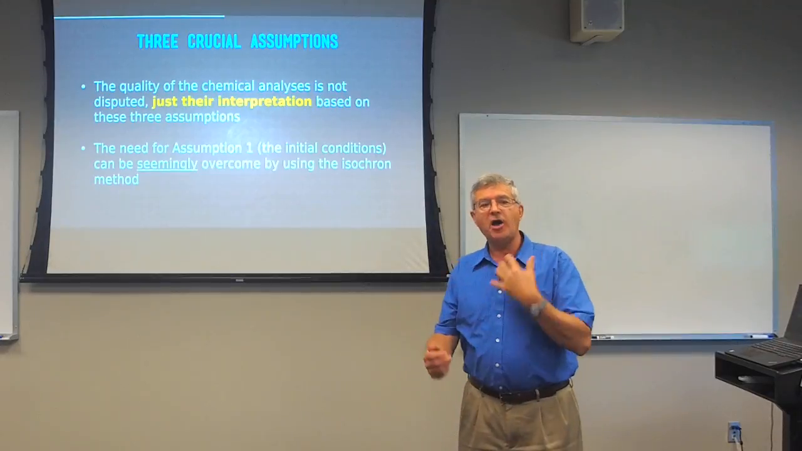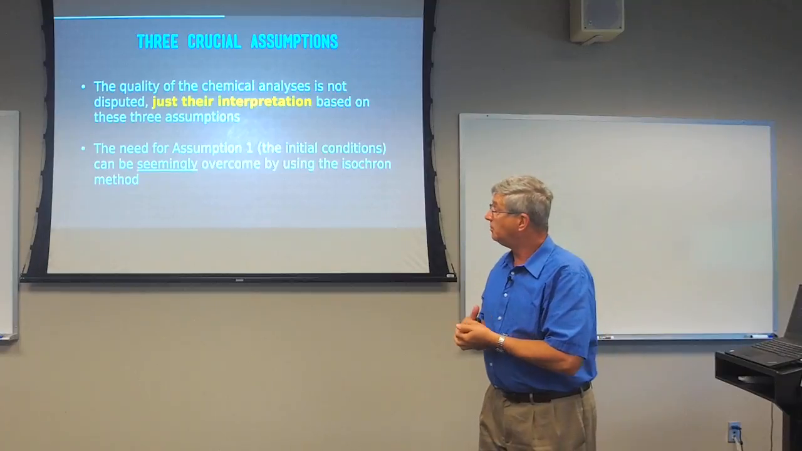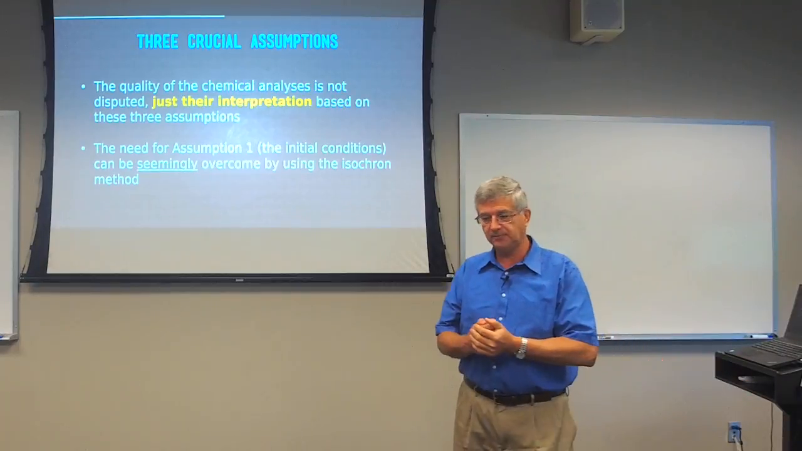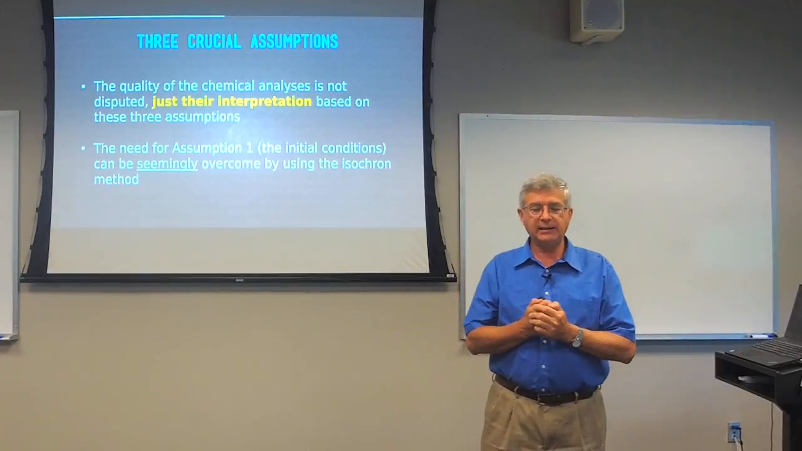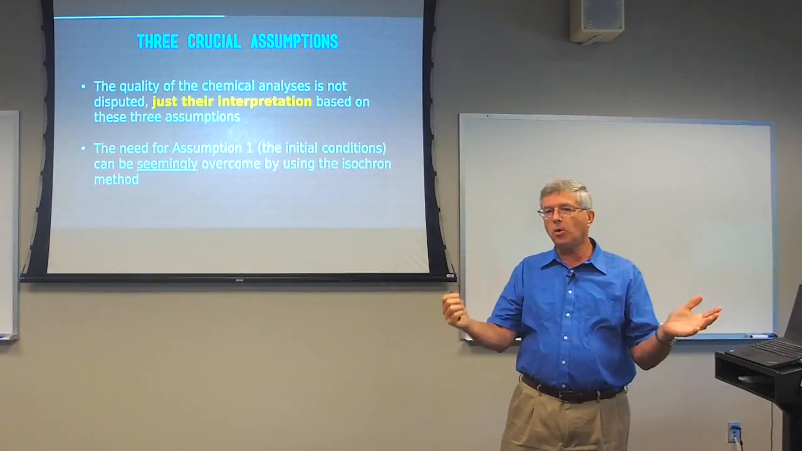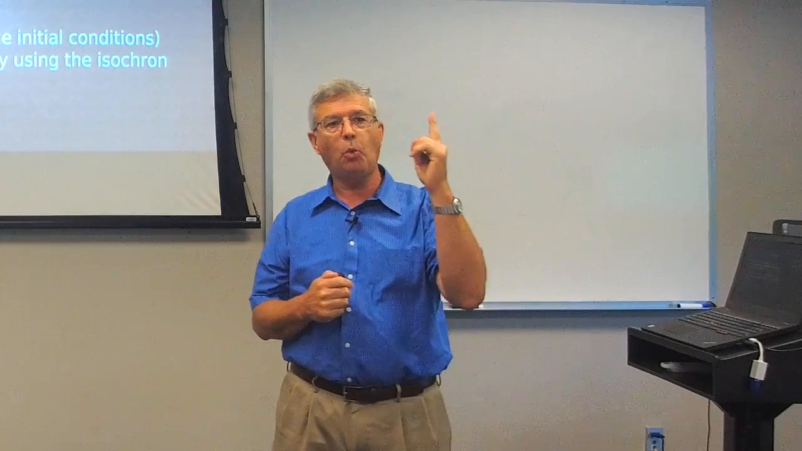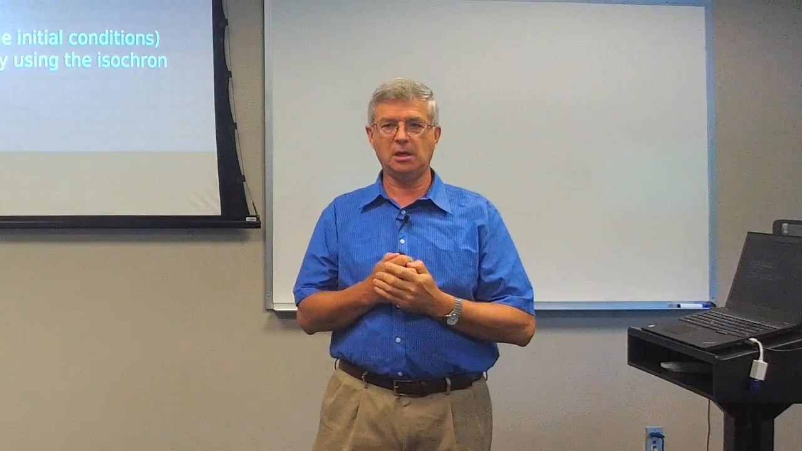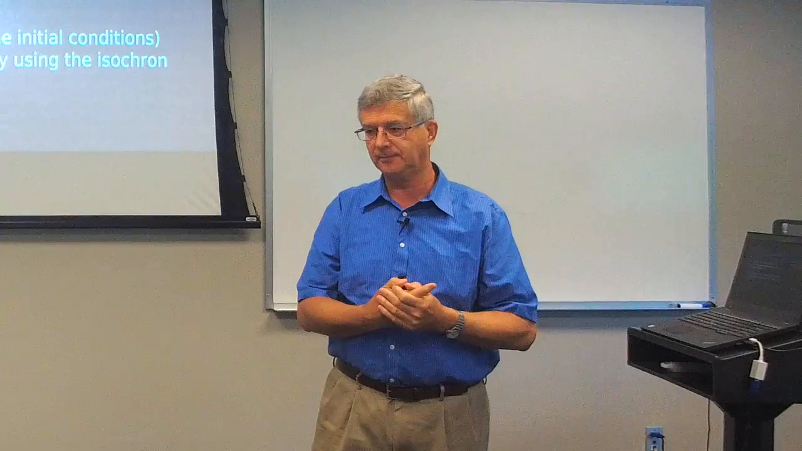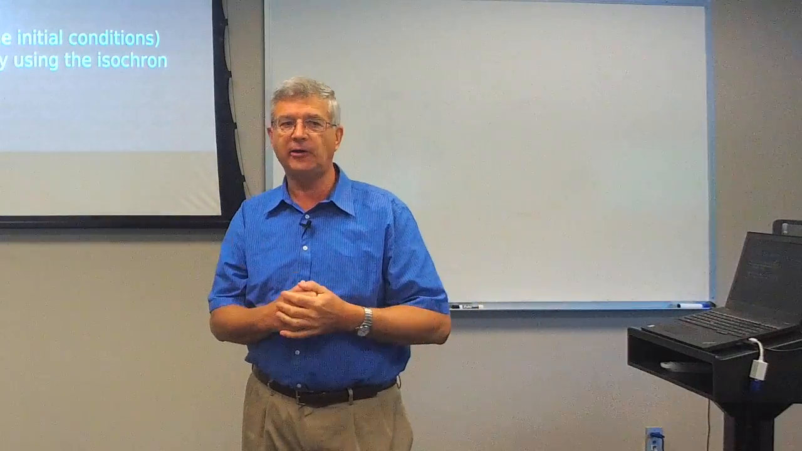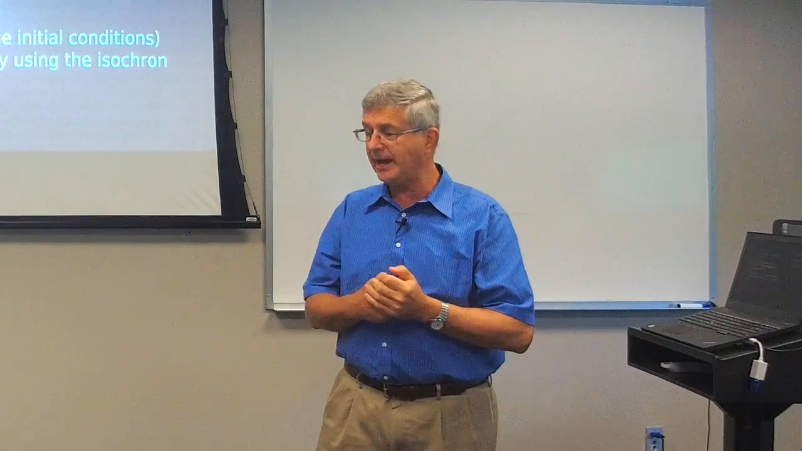They claim that they can overcome the problem of assumption number 1, the initial conditions, by using the isochron method. Now, I don't have time to go into great detail about that, but the normal model age is based on using 1 sample of a rock. You get the chemical analysis and you plug it into the model age equation. And so potassium-argon ages are usually model ages.